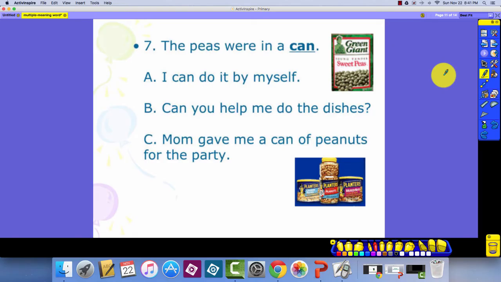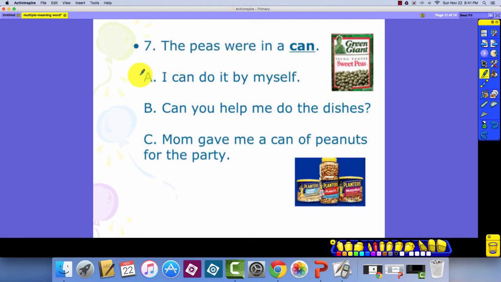The peas were in a can. Okay, so can here, it means they're not talking about if you can do something or if you can't do something. They're talking about an actual can, a container that you would put things in. So let's see which sentence uses can in the same way, okay? I can do it by myself.